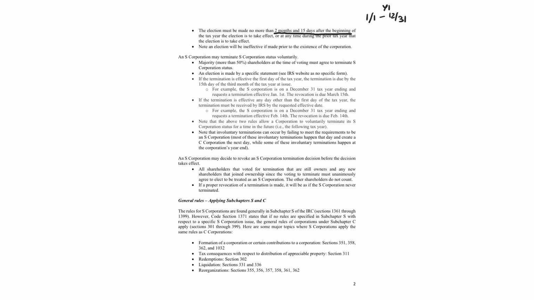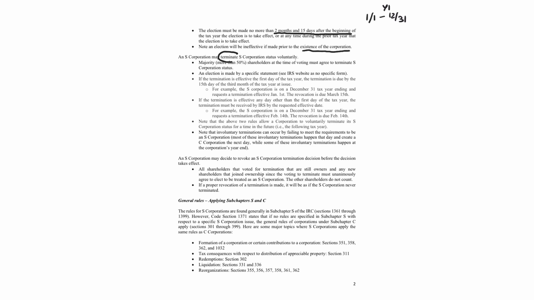So that's key. And no election before the existence of the corporation will be effective. Has to be after the existence of the corporation. So that is electing to be an S corporation. Form 2553, all owners at the date you're voting must agree. You've got to do it within 2.5 months from the beginning of the year, or else you're pushing to the next year. What about terminating?